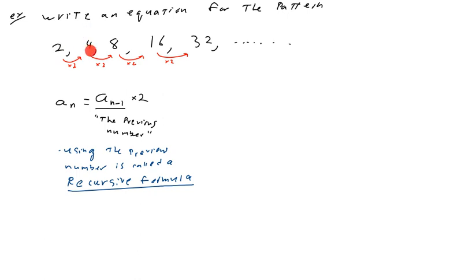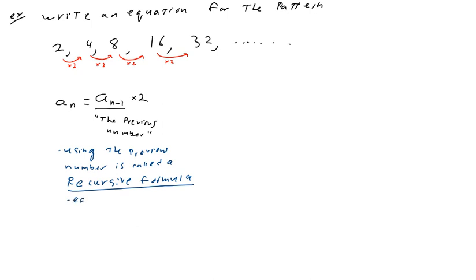Sometimes that's the easiest way to describe a pattern. Saying, well, take the last number and do something to it. Take the last number, add 2. Take the last number, multiply by 4. Take the last number and divide it by 2. Whatever you're doing, that's a really easy way sometimes to describe a pattern using this recursive formula. But it's not the only way. And in fact, it's not the most useful way.